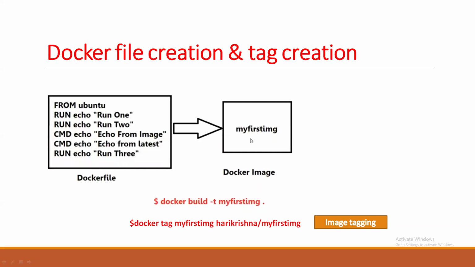So docker build -t myfirstimage. I also want to create a tag. So docker tag myfirstimage with a name like Hare Krishna 5857, right? So this is the tagging. This is the image tagging, guys. This is building the image. This is the tag creation, and this is the build, the image creation.